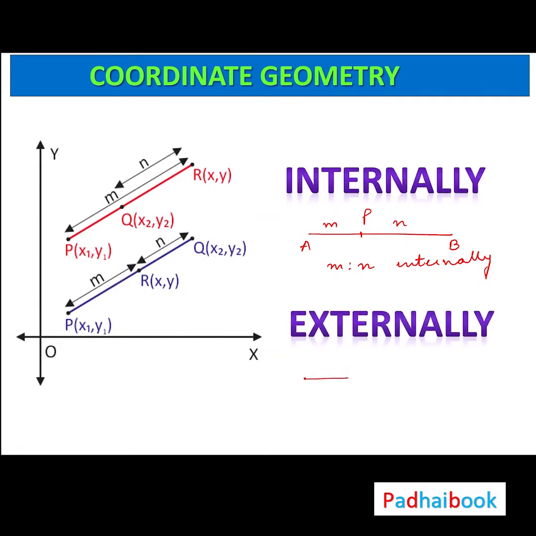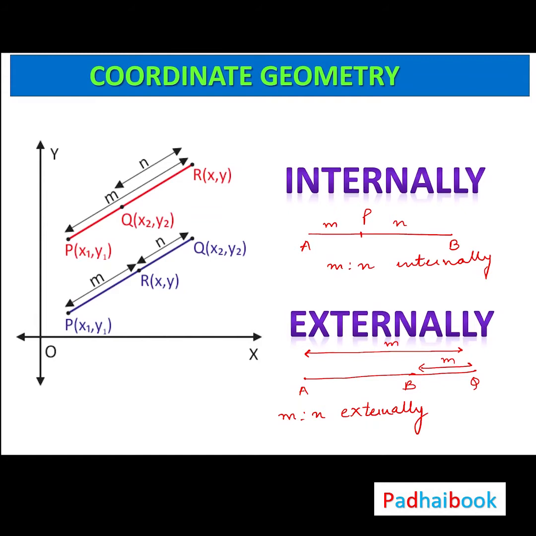Let's say again you have a line segment AB, so that this point Q divides the line segment AB in the ratio m is to n, but this point Q lies outside this line segment. Then we say that the ratio will be m is to n externally. So the point will either divide it externally or internally in a given ratio.